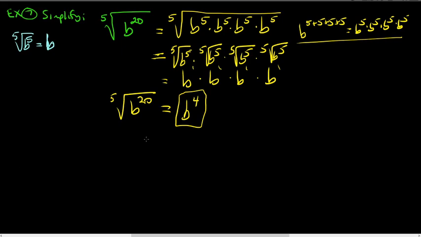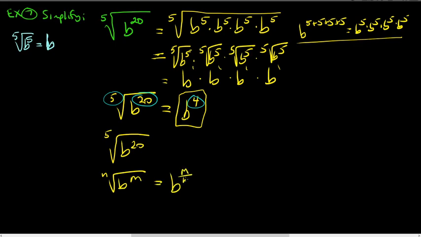And surely you must be thinking by now, wait a minute, that seemed too easy. Why can't I just do 20 divided by 5? Because that's 4. And in fact, you can. That's another way to think of this, and this might make it easier. Once you get used to this, remember, this is the nth root of b to the m. And another way to write that is b to the power m over n as an exponent. We just did that in the last video.